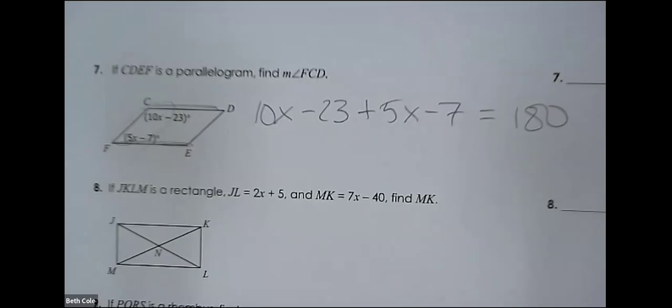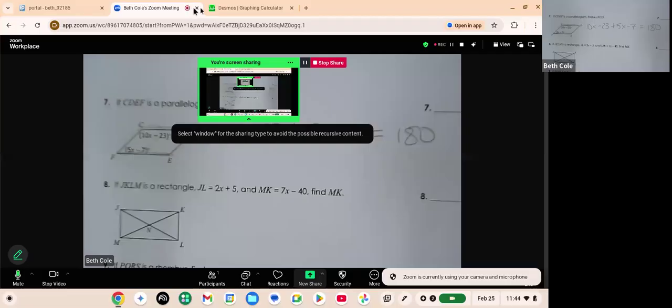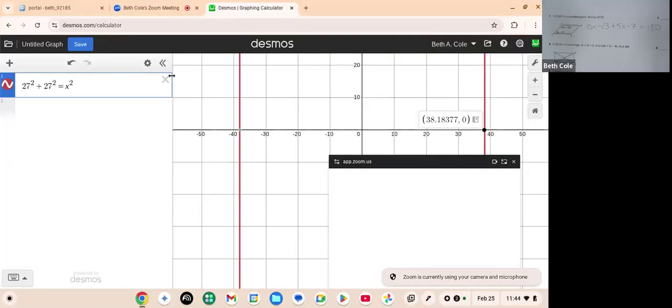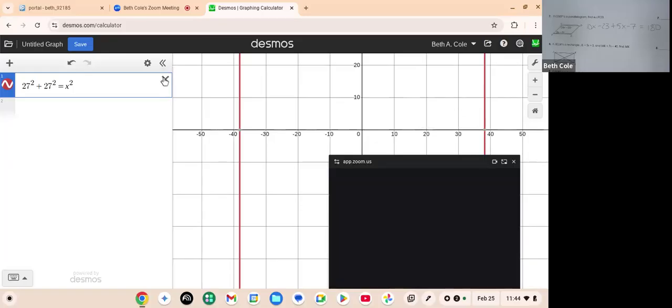You can think of it as same side. You see how on the same side? Same side means supplementary, which means 180. So I'm going to take that and put it in my calculator. I'm going to put all of that first stuff in the first little box. I'm going to put y equals 180 in the second one. Click on the intersection. Just give it a second because this computer's slow. All right, let's see here.